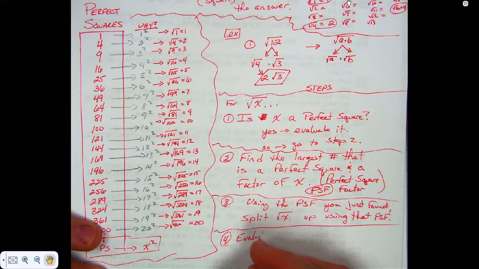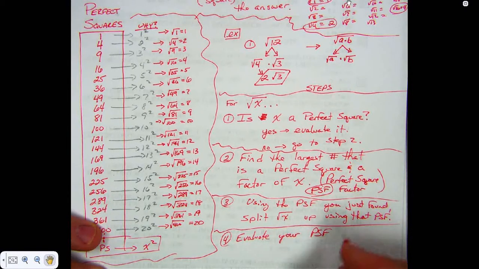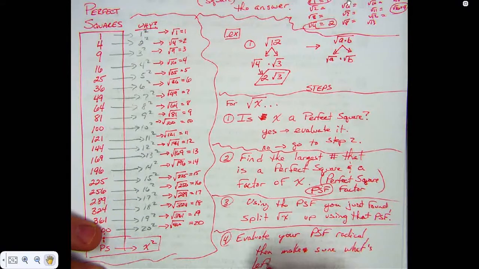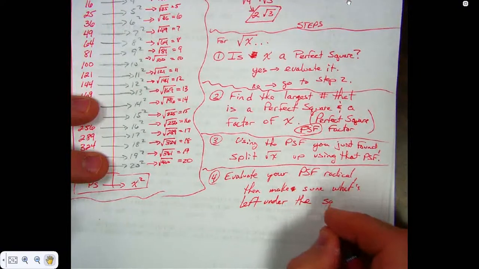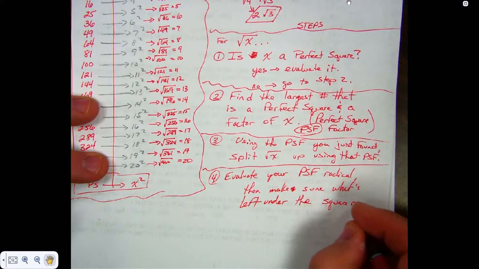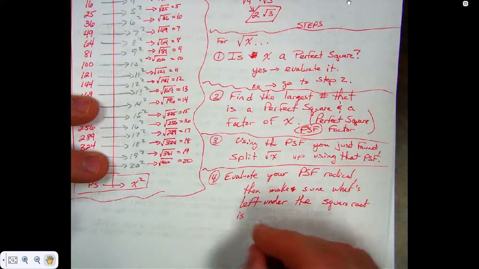Evaluate your perfect square factor radical. Radical is another name for square root sign. Then make sure what's left under the square root is simplified.